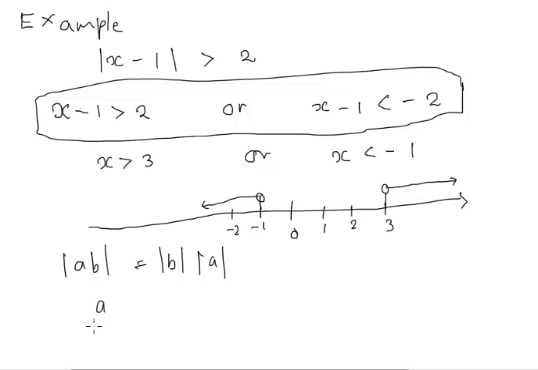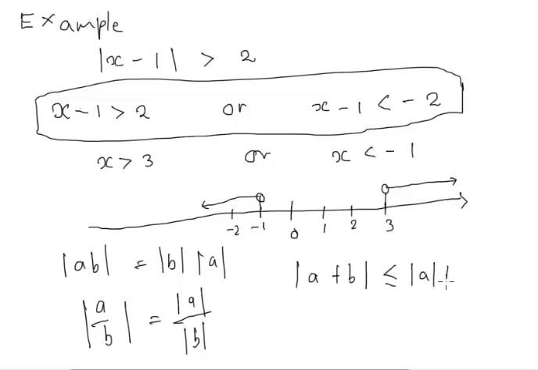Then also if you've got A over B, assuming B is not equal to 0, the absolute value of this is going to be the absolute value of A over the absolute value of B. Then I think these are few which I can highlight here. And if you've got A plus B, the absolute value of this is always going to be less than or equal to the absolute value of A plus the absolute value of B.